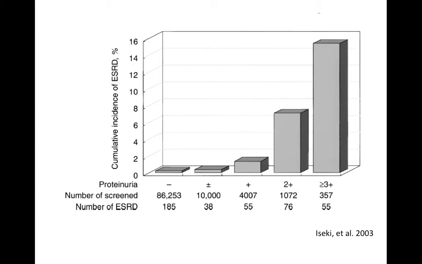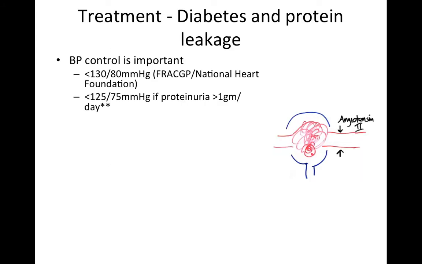So is it important? The short answer is yes. The more protein you leak, so as your dipstick becomes more and more positive, the more people end up with end-stage renal disease. So it gives us an opportunity to try and intervene. So what can you do? Well, blood pressure control is important. So we're aiming for less than 130 on 80 in most of the guidelines for people with diabetes. That comes from the College of General Practitioners and the National Heart Foundation.